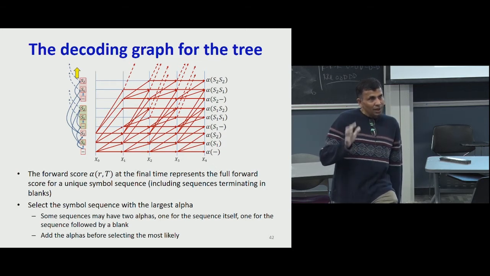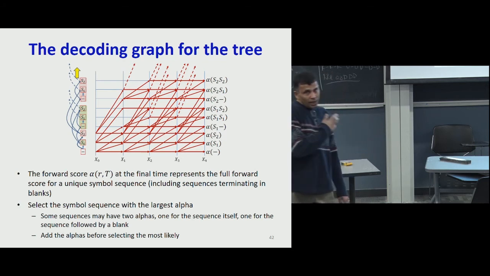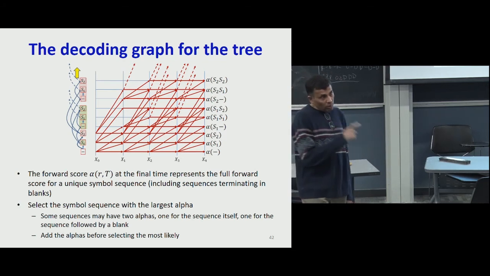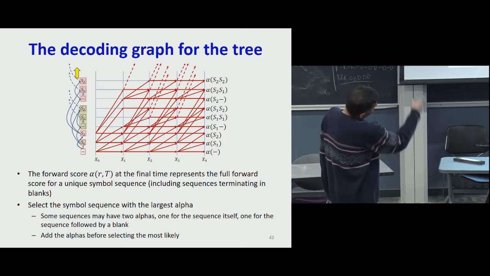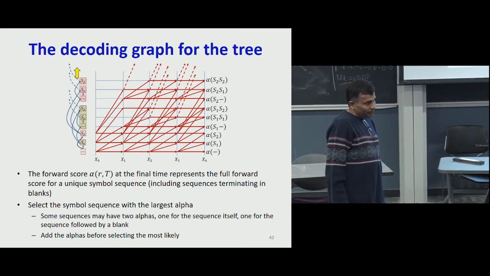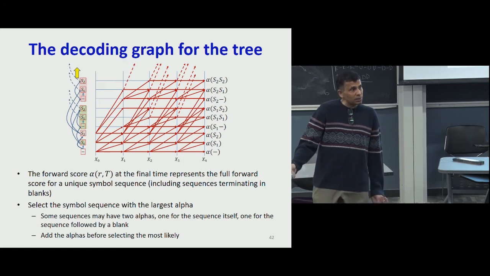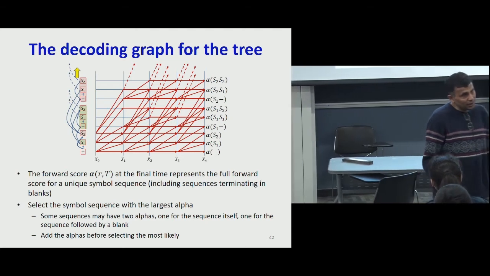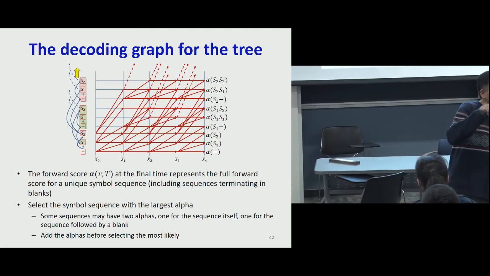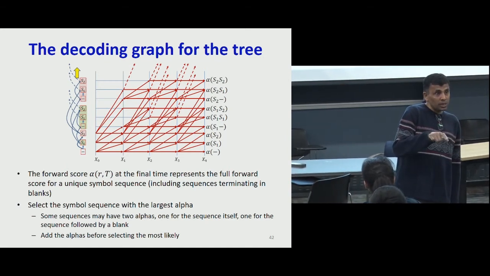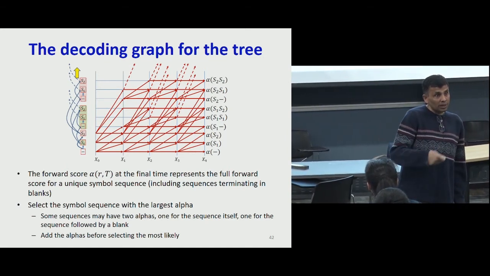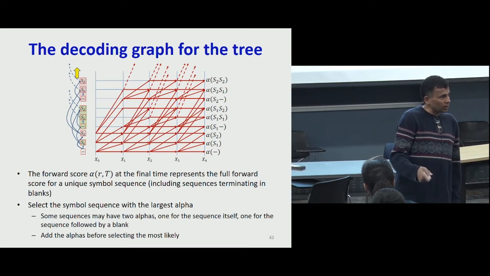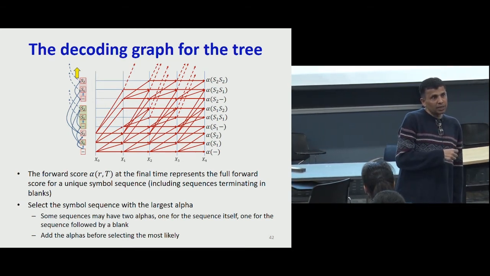Make sense to everyone? What this means is that now I just have to perform the forward computation, alpha, over here. And so, if I had four inputs, if I just did my alpha computation on this trellis, I'd compute the alphas at all of those positions. And now if I want to pick the most likely symbol sequence, I just pick the symbol sequence which has the largest alpha. And this is the most likely symbol sequence where I'm comparing symbol sequences based on the total probability over all possible ways of aligning it to the input, and not just the best possible way of aligning it to the input.